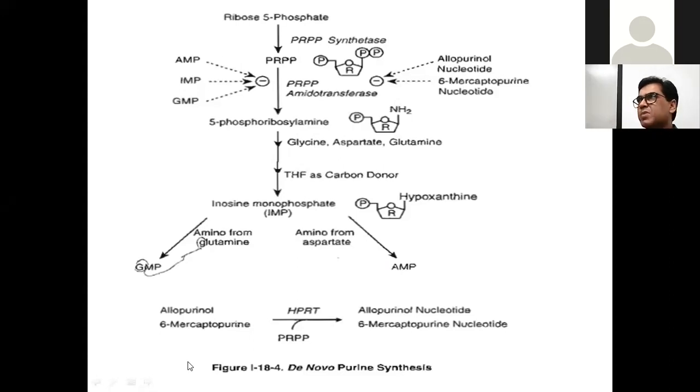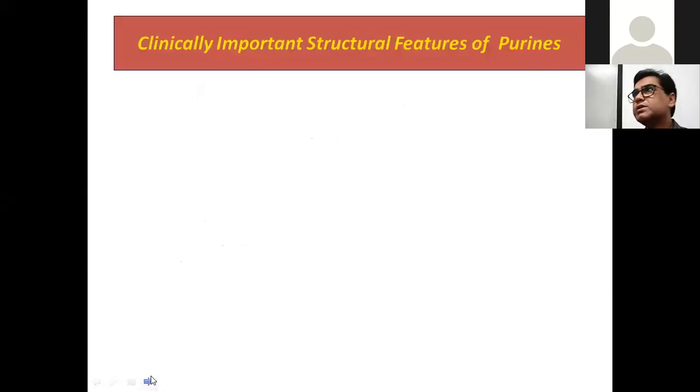But this pathway, which is started in the body from scratch using the elements of different molecules, is starting from scratch. That is why we call it the de novo synthetic pathway. That means the body is synthesizing them de novo, from scratch, from the beginning. Okay. I just want to discuss some structural features of these nucleotides, and these are clinically important structural features of purines. I hope that you are aware of these structures.